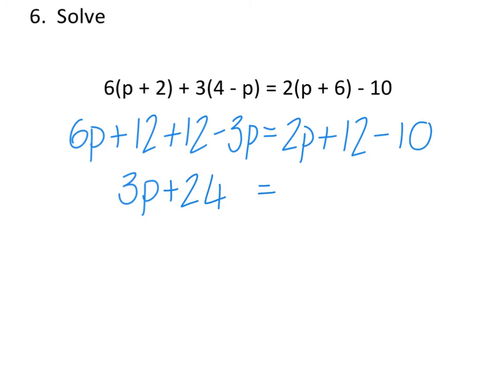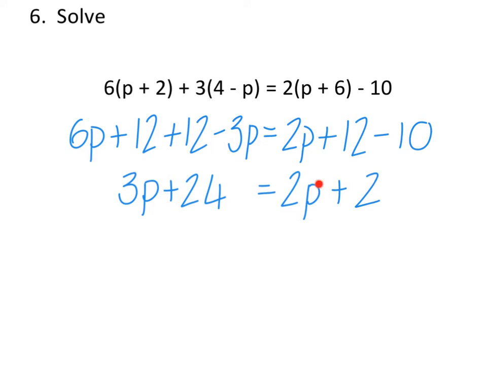And on the other side, well, we have our 2p first of all, with no other like term on that side. And then we have the numbers positive 12 and take away 10, which leaves us with plus 2. So the next thing we want to do is gather our numbers to the right hand side and the letters to the left hand side.